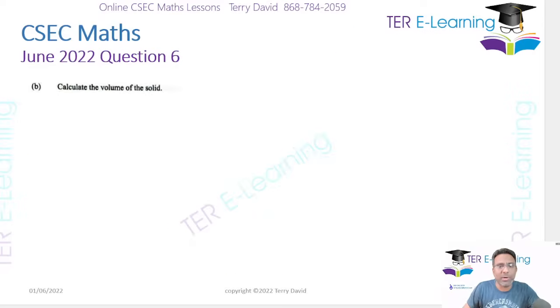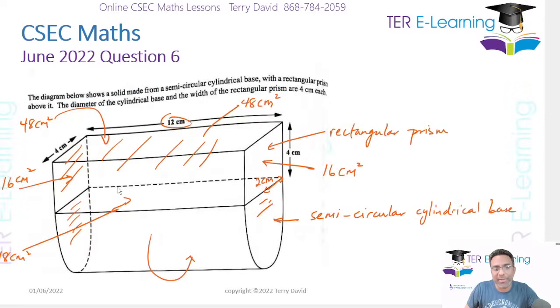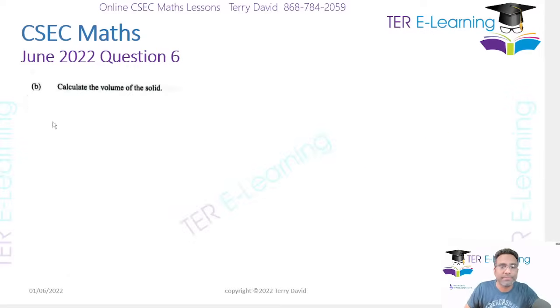Right. The next thing they want is the volume of the solid now, right? So if you go back to the diagram, you have a cuboid, and you have a semicircular cylinder, basically. So your volume, let's deal with the volume of the cuboid.